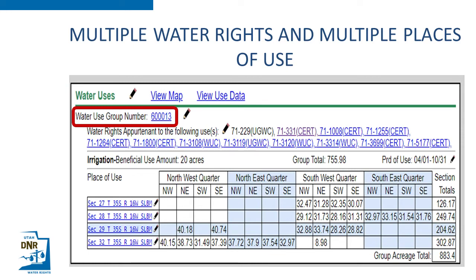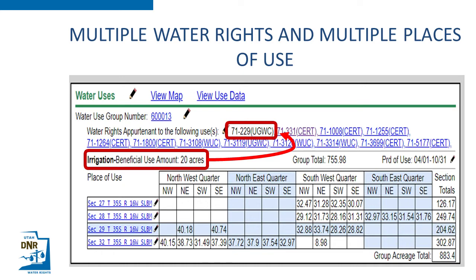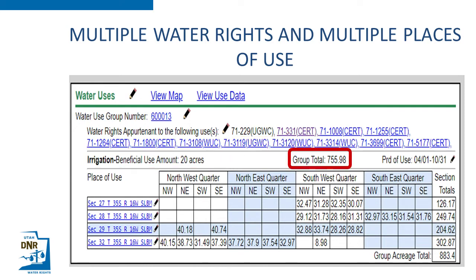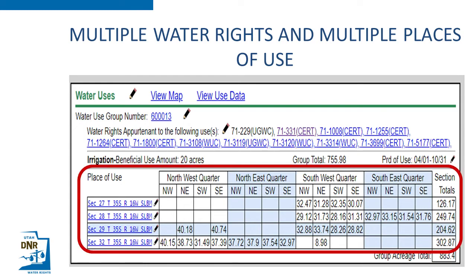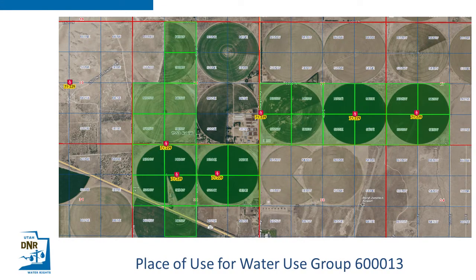Now let's look at a more complicated water use group, water use group 600013. You can see that there are several water rights in this group. In this case, we are viewing the database entry for 71-229, which has a defined sole supply of 20 acres. As you can see, the group total is 755.98 acres. There are also several defined places of use. When you look at the map view in our database, this is what you'll see. The red squares indicate well locations, and the green shaded areas indicate the approved places of use.